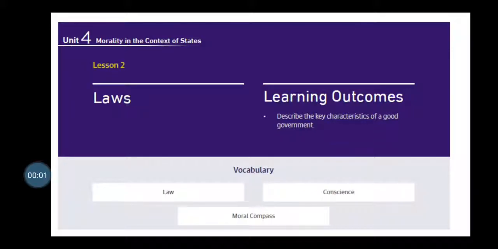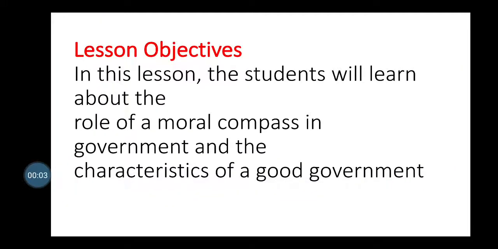Lesson 2, Laws. In this lesson, you are going to learn about the role of a moral compass in government and the characteristics of a good government.